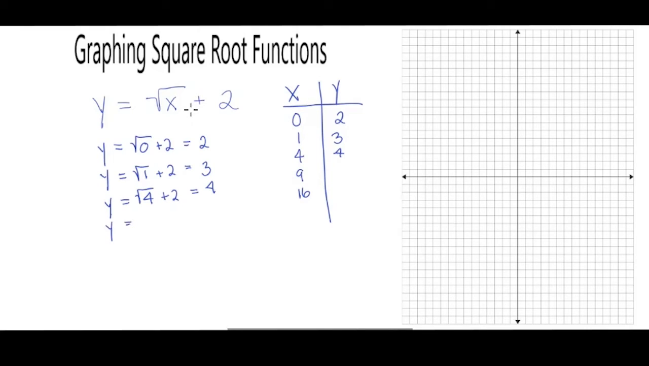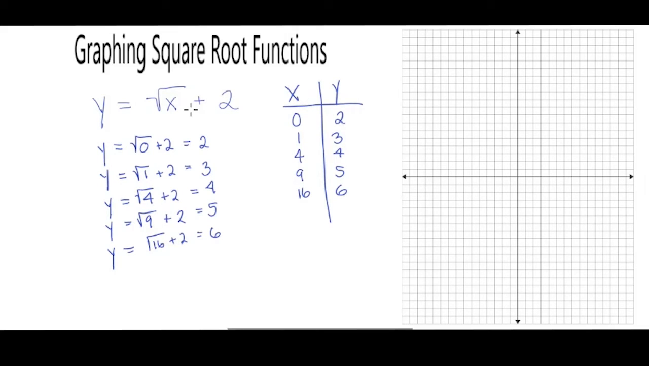Now let's do y equals the square root of 9 plus 2. The square root of 9 is 3. 3 plus 2 is 5. Are you starting to see a pattern here? I'm going to guess that this is 6. Let's see if that works. y equals the square root of 16 plus 2. The square root of 16 is 4. 4 plus 2 is 6. I was right. That's 6. So my ordered pairs are (0, 2), (1, 3), (4, 4), (9, 5), and (16, 6).